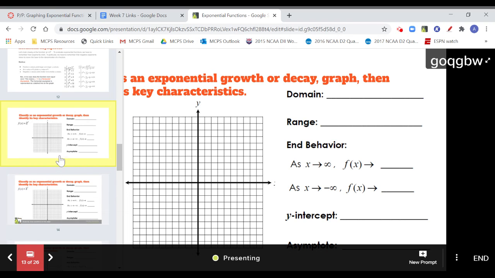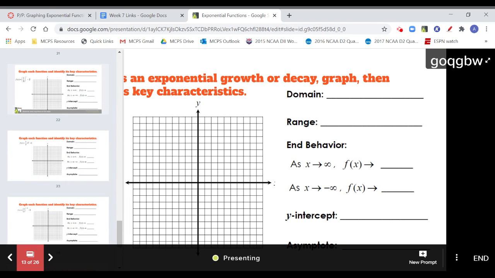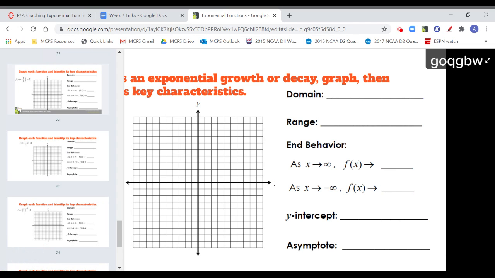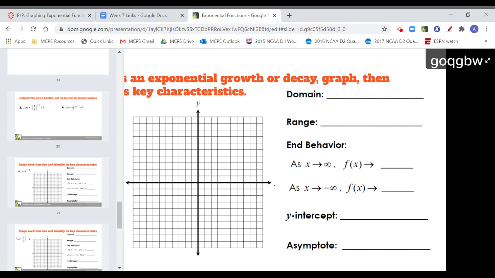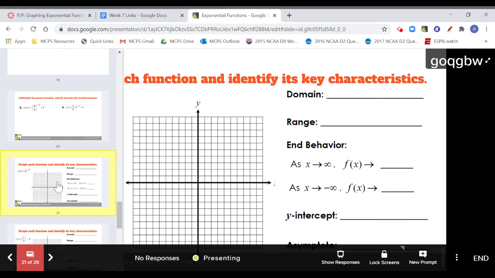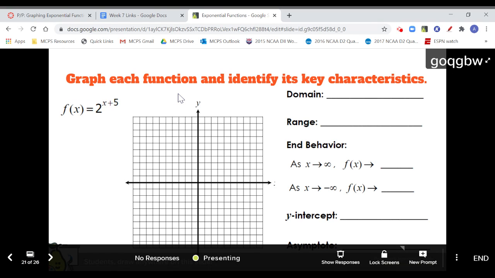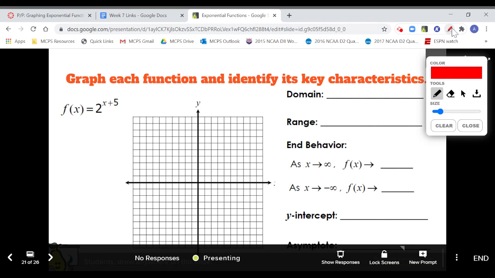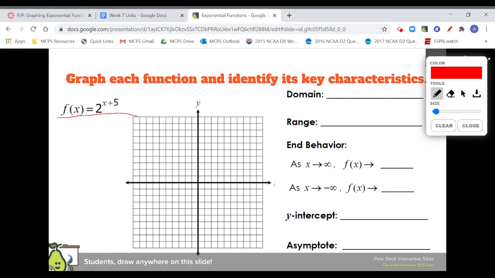Okay. Now we're going to look at an example of a slightly more challenging graph. Let's go with this one. So what if I have a little bit of a transformation going on here? The function that I'm given in this example is f of x equals 2 to the x plus 5.